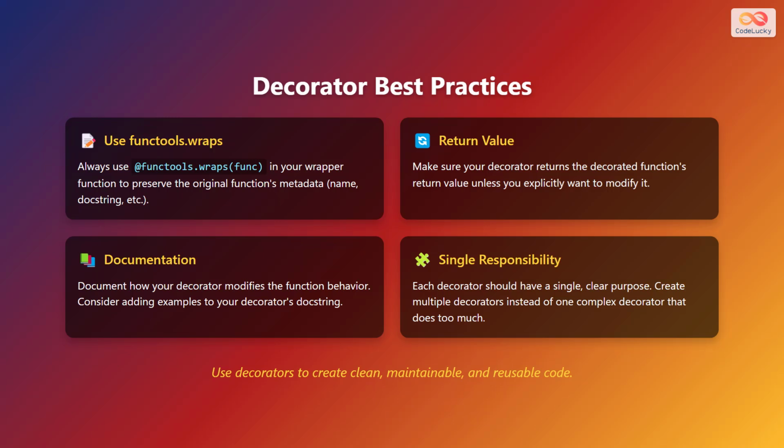Here are some best practices to follow when using decorators. First, use functools.wraps. Always use @functools.wraps(func) in your wrapper function to preserve the original function's metadata such as name, docstring, etc. Second, return value. Make sure your decorator returns the decorated function's return value, unless you explicitly want to modify it. Third, documentation. Document how your decorator modifies the function behavior. Consider adding examples to your decorator's docstring. And fourth, single responsibility. Each decorator should have a single clear purpose. Create multiple decorators instead of one complex decorator that does too much. Use decorators to create clean, maintainable, and reusable code.